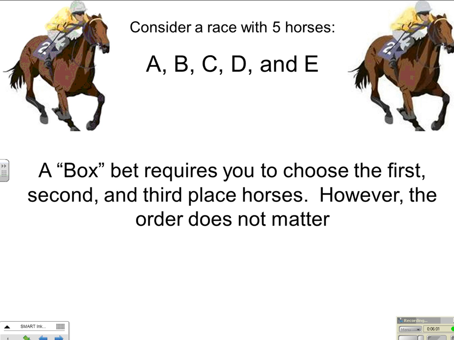Okay, now we still have 5 horses in the race. Here's a new bet. A box bet is like a trifecta. It requires you to choose the first, second, and third place horses. However, the order does not matter, which means that choosing A, B, C is the same as choosing C, A, B. That is the same box bet. So you're just basically saying, I'm going to pick the first 3 horses. Order does not matter. It does not pay as high, of course, as a trifecta bet, but in turn gives you a few more chances to win than the trifecta bet.